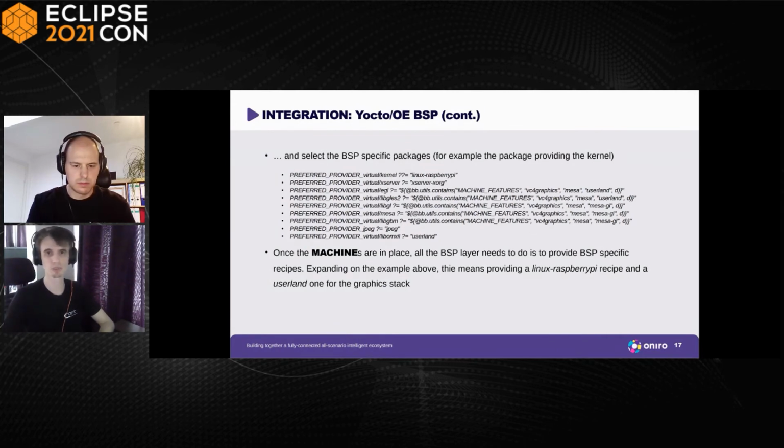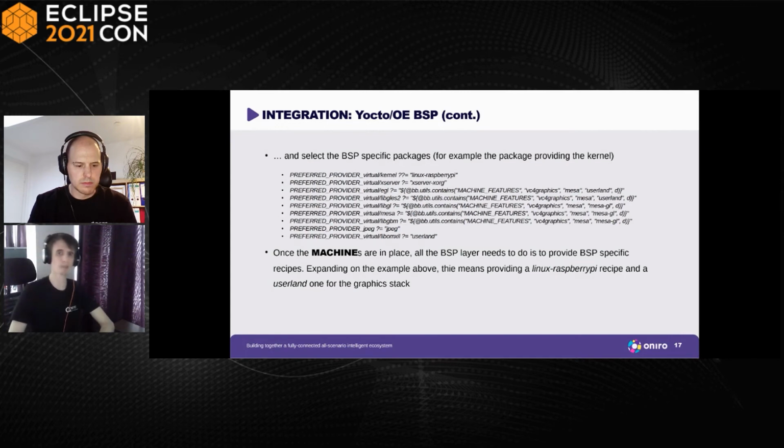Taking the same example, for Raspberry Pi, the virtual kernel is going to be selected as Linux Raspberry Pi. There's also selection for different graphical stack components like EGL, GLES2, libgl, and so on and so forth. So once you have the machines in place, all the BSP layer needs to do is to provide BSP-specific recipes. Following the same example, you'll have to have a Linux Raspberry Pi recipe, so the build system knows what to build for that provider. You will need to have the userland for the graphical stack, and so on and so forth.